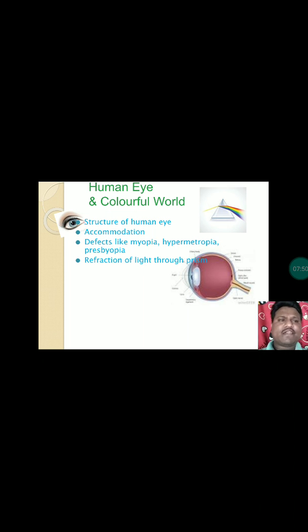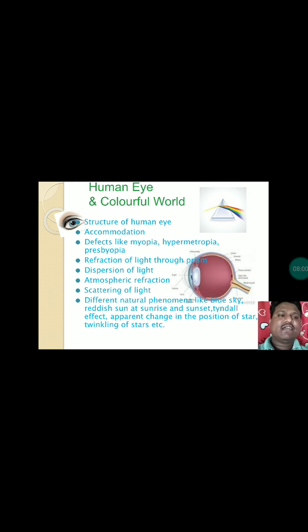And then we have refraction of light through a prism. Then we have dispersion of light, that is separation of light into 7 colors. Then atmospheric refraction, then scattering of light and different natural phenomena which are asked for 2 marks, like why the color of the sky is blue, why the sun appears reddish at sunrise and sunset, what is the Tyndall effect, why there is an apparent change in the position of a star, why stars twinkle.